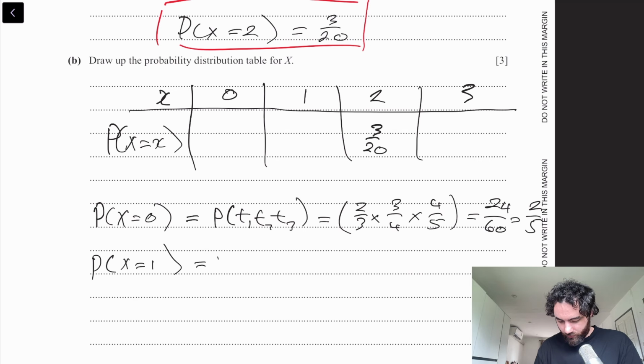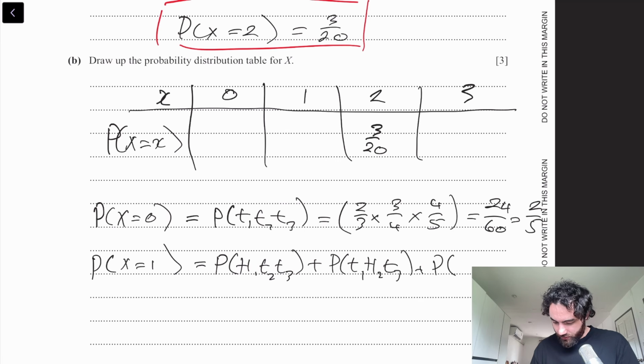Okay, the probability that x equals 1. So one head, what can that be? That could be head 1, tail 2, tail 3, plus you could have tail 1, head 2, tail 3. And finally you could have tail 1, tail 2, head 3. Okay, those are the only ways that can happen.